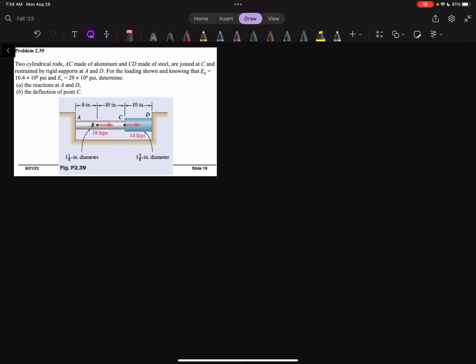Okay, so let's first do a free body diagram of the whole thing without the supports. So we'll do that. Here we have our aluminum part, and then we have the steel part that's a little bit bigger, trying to draw it symmetrical right there. So let's give it some names, A, B, C, and D. Okay, now we have a bunch of forces.